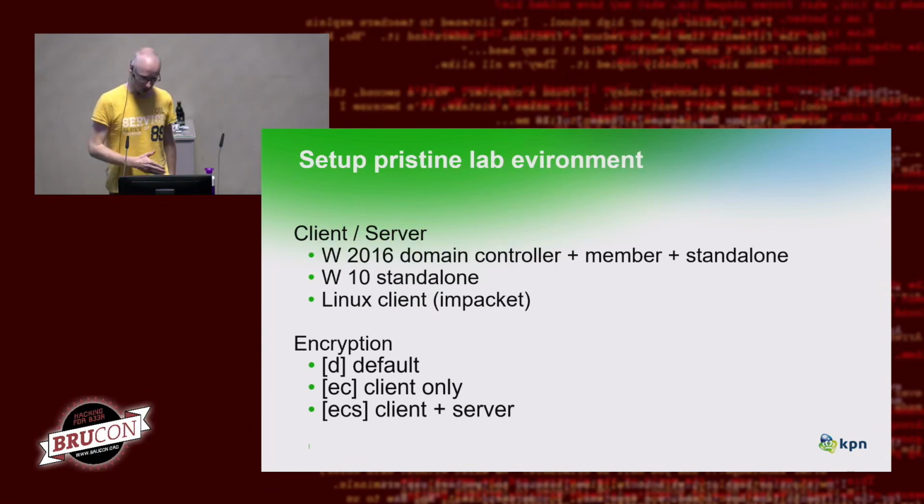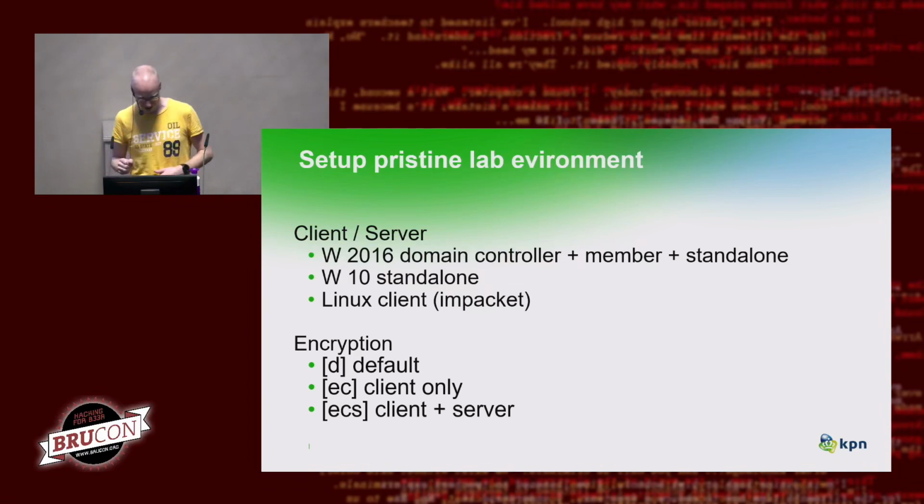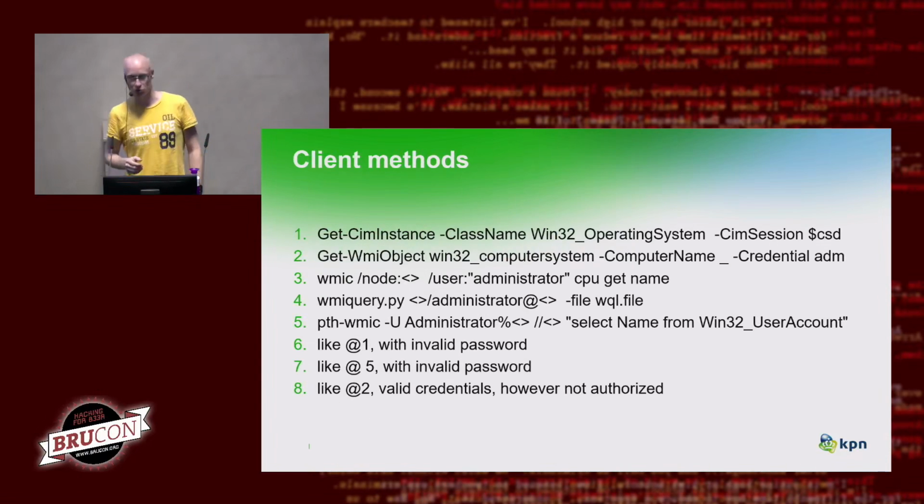And the lab environment consists of recent various versions of Windows, like a domain controller, a member server and a standalone machine. Different versions. And I used a Linux client, again based on the Impacket library. And I started with a very first use case with default settings. My approach was, after that, to force a higher level of authentication on a client level. And after that, force both client and server to act on a higher authentication level.